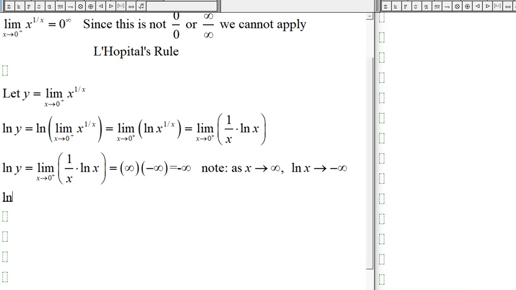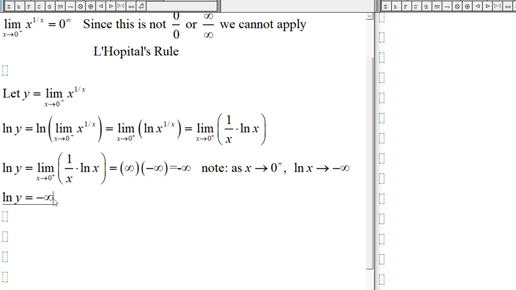And so now we have ln of y is equal to negative infinity. And as we notice right here, as x approaches 0, that's a mistake. As x gets smaller and smaller towards 0, remember that log of a negative number is undefined, and so that's why it has to approach 0 from the right. So x has to stay positive, and this will approach negative infinity.